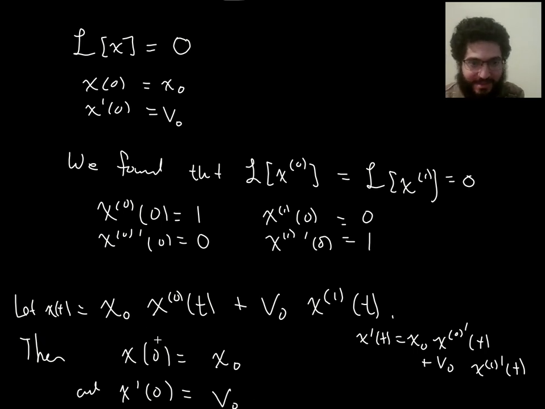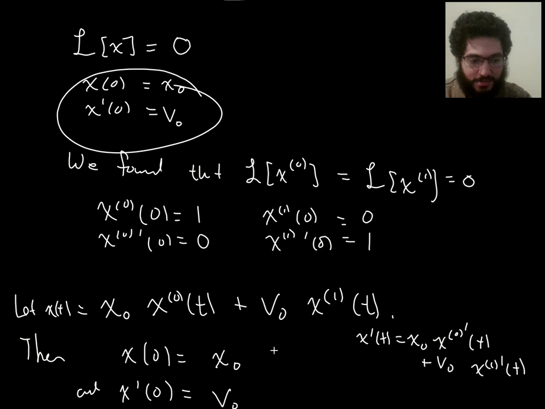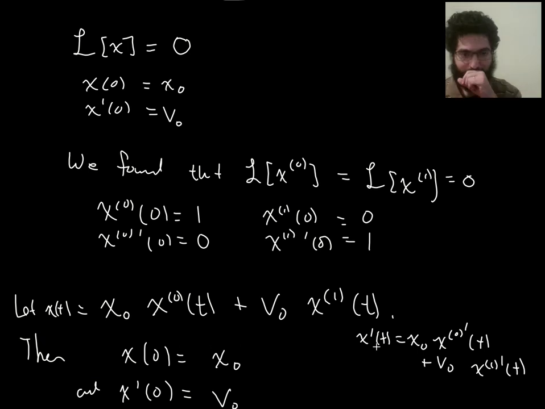And look at that. This satisfies the initial conditions, right? It's a solution, first of all. It's a solution because it's a linear combination of solutions, right? These two are individually solutions. So a linear combination is a solution, and it satisfies the initial conditions, right? These are the initial conditions, and we have them.